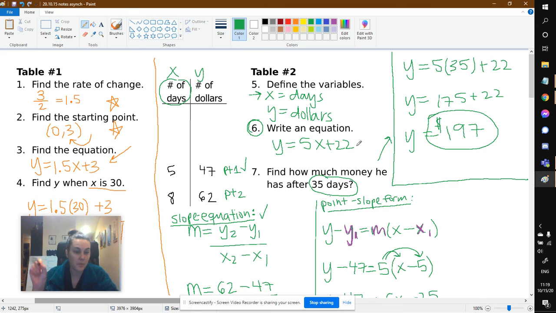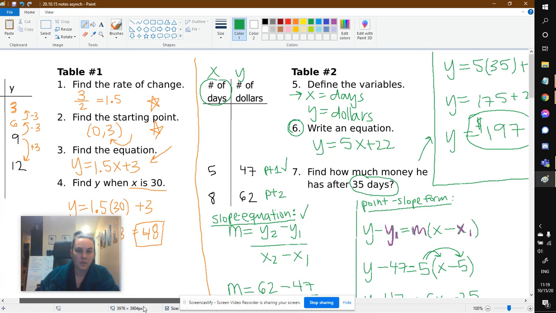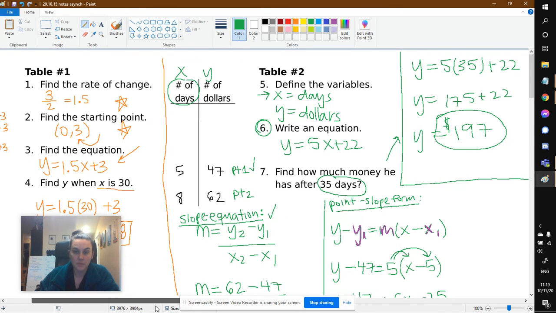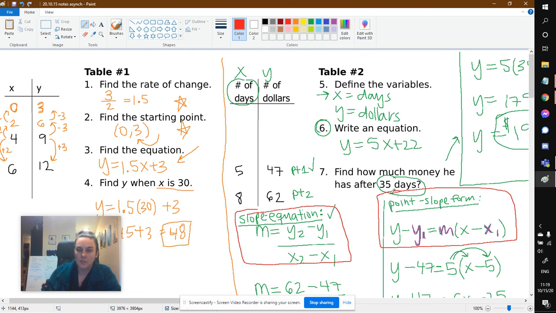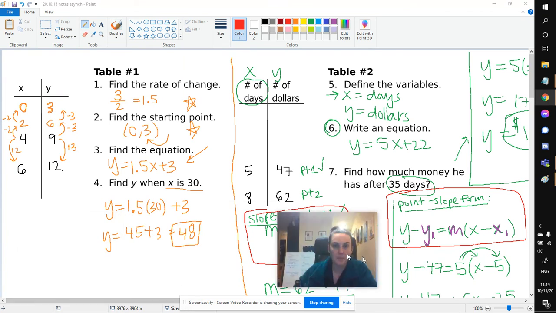Your numbers are different for both of these, so don't just copy the work, but we're going to copy the process of that work. So for this one, please use the slope equation to find the slope and use this point slope form to find the equation, just so we can practice that method.